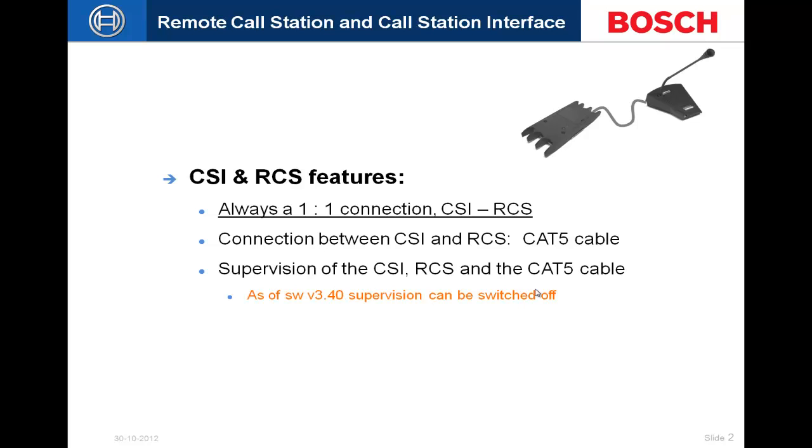It's a 1-to-1, meaning one call station interface to one remote call station, or PRS CSR. We're dealing with the PRS CSI and PRS CSR here. Up to 1,000 meters, so we can go 1 kilometer over Cat5 with this CSI CSR combination.